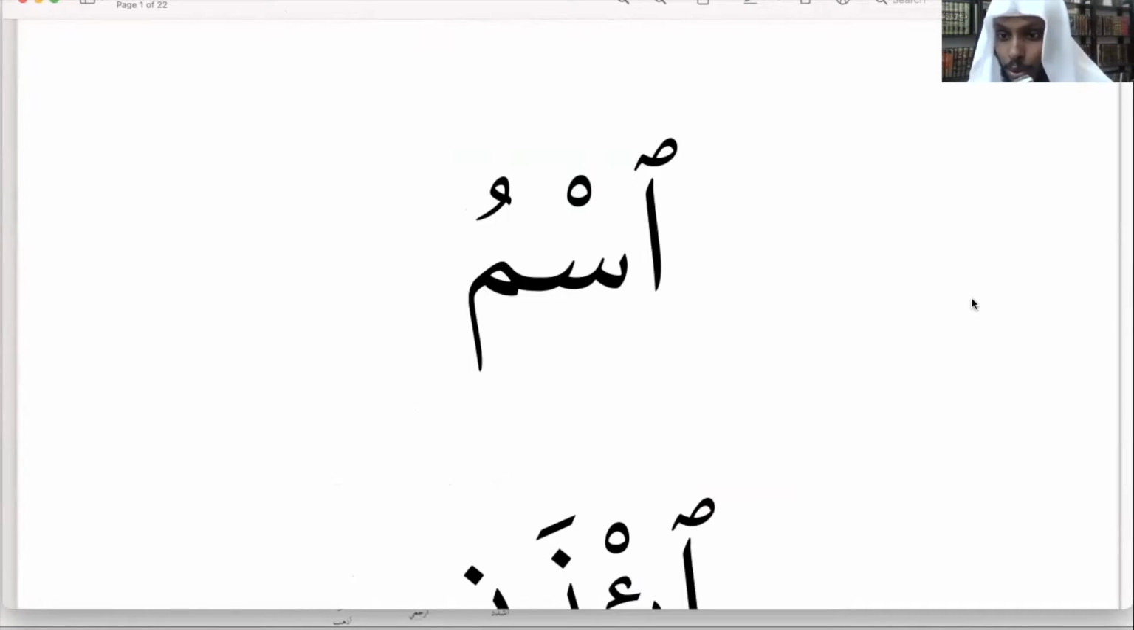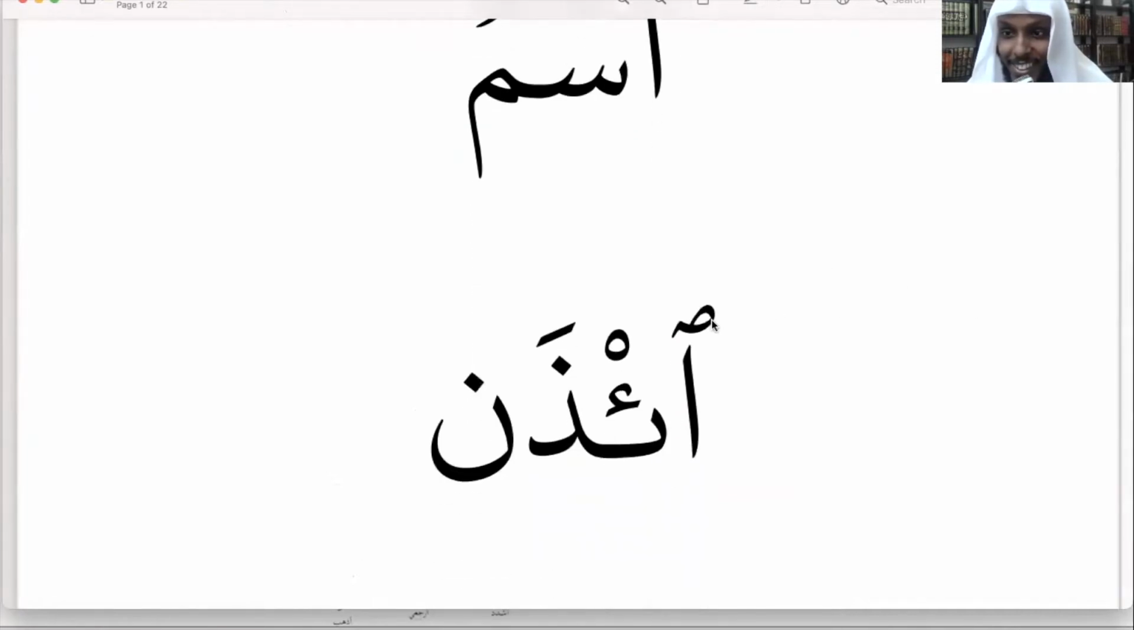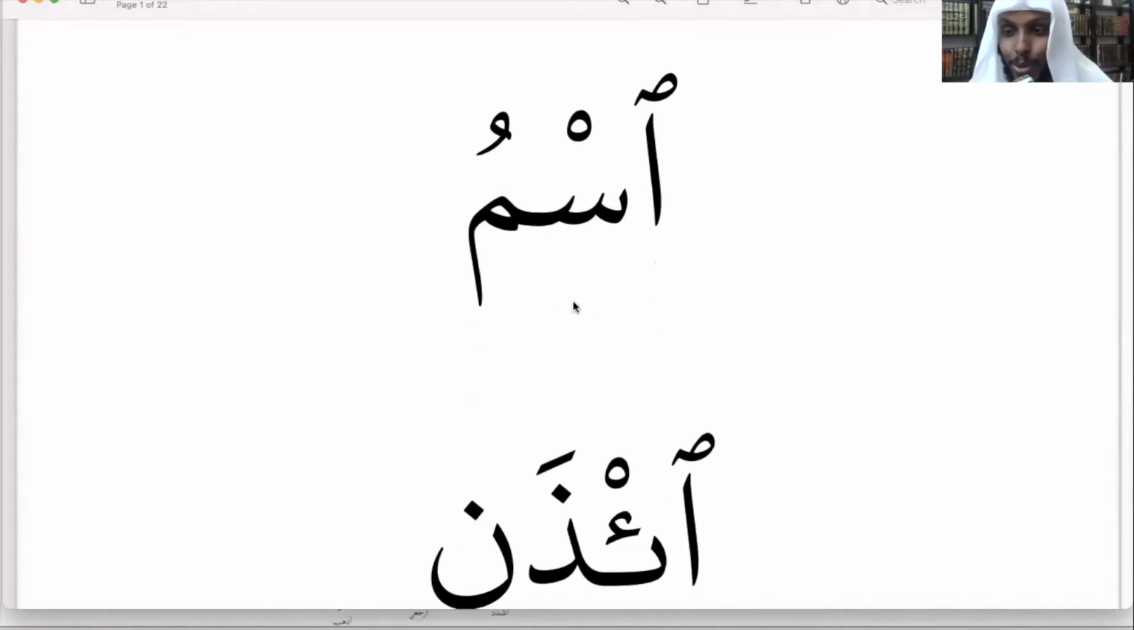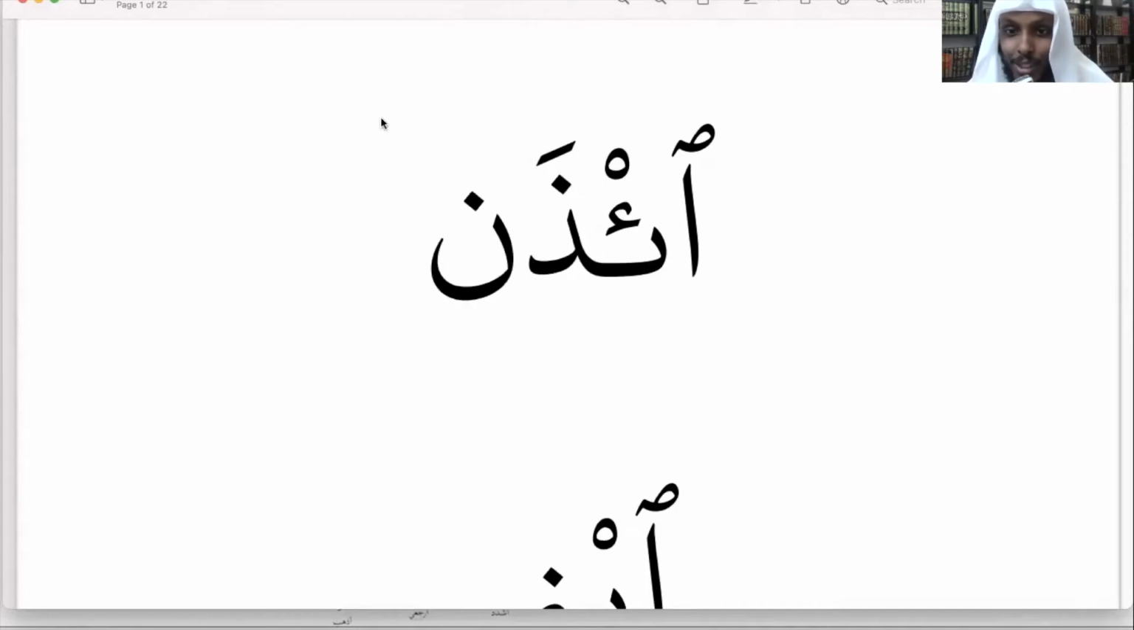Okay. Ismu. I don't even know why I started with this word, to be honest. This is an exception to the rule. I need to get rid of this word. Ismu is an exception to the rule. In the Arabic language, I think there are 12 words that are exceptions. Let's ignore that. Let's go to this one.